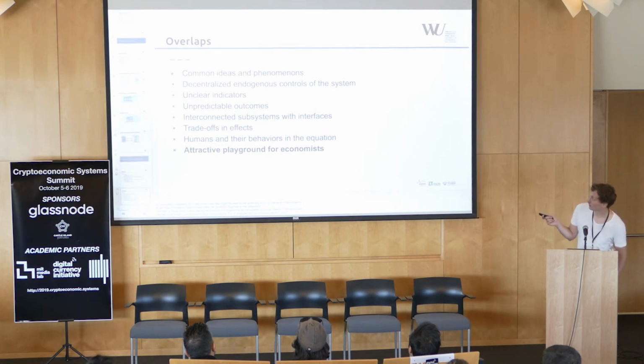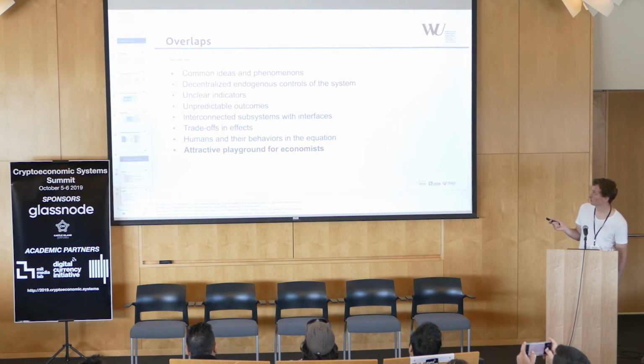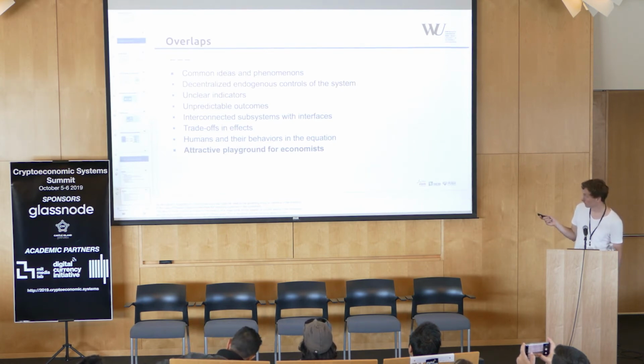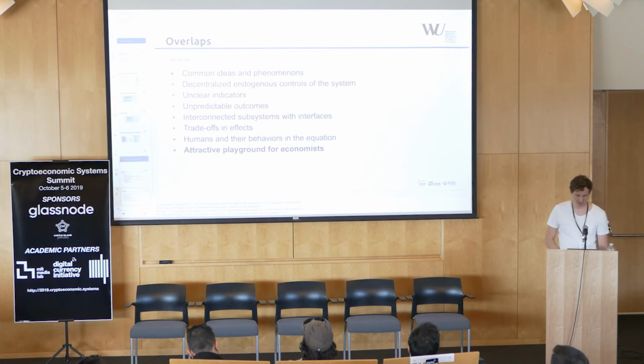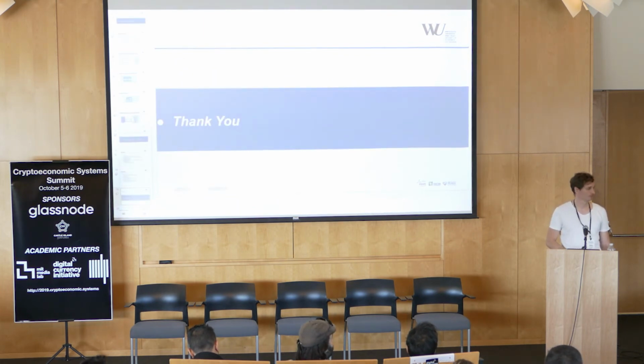What are the overlaps? What they like about this is that we have common ideas and phenomena that they know about, that in both cases we have decentralized endogenous controls of the system, but also unclear indicators and unpredictable outcomes, which they need to define, understand, and improve over time. But after all, they see that this is an attractive playground for them, and they are very keen to work on these projects again in the future. Thank you.